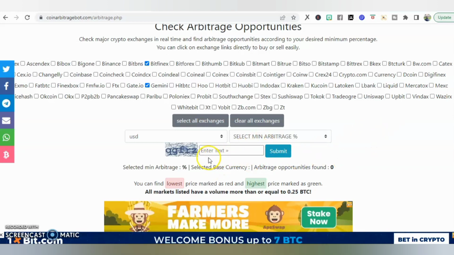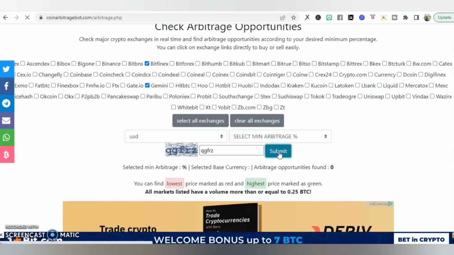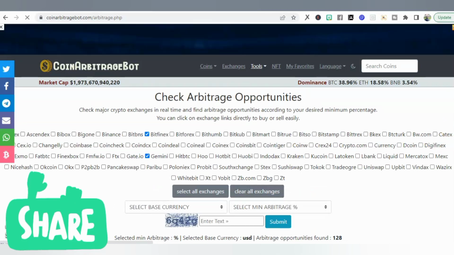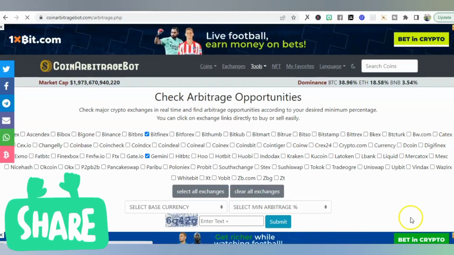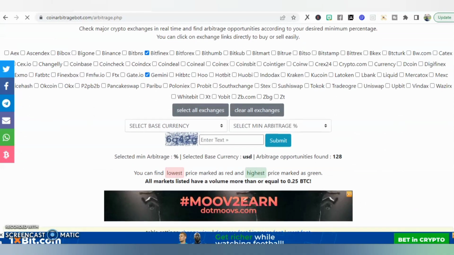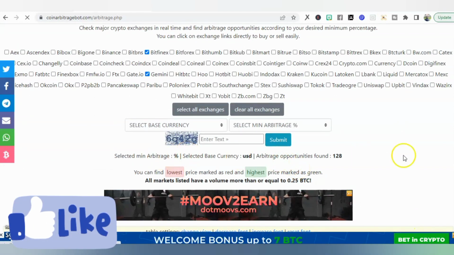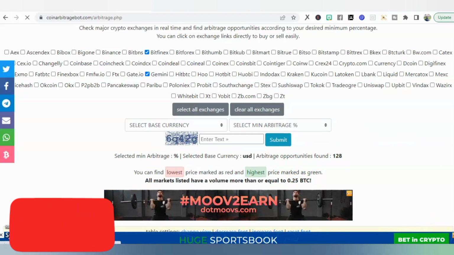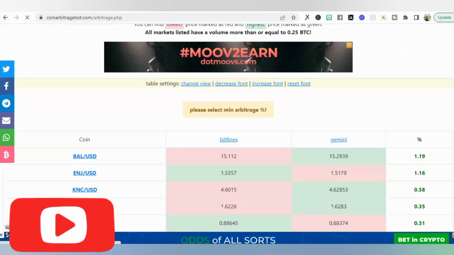So what you need to do is that you input the captcha here. So you click on submit, and then it will populate the exchange, the arbitrage opportunity that we have on that particular exchange. For example, this one says that there is around 128 opportunity found. So what you need to do is just scroll down.